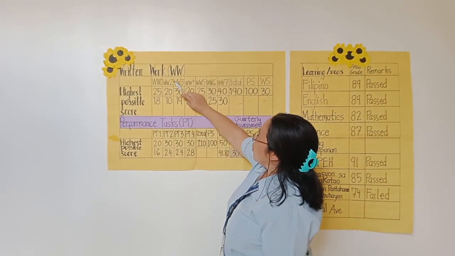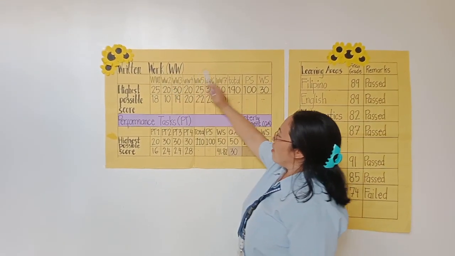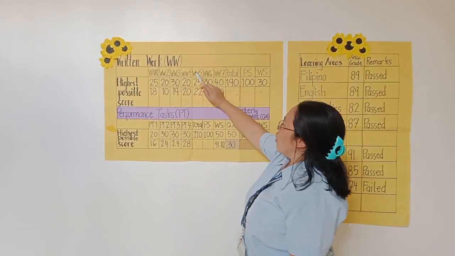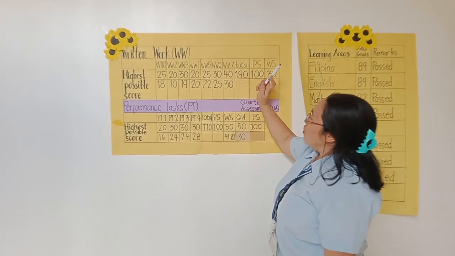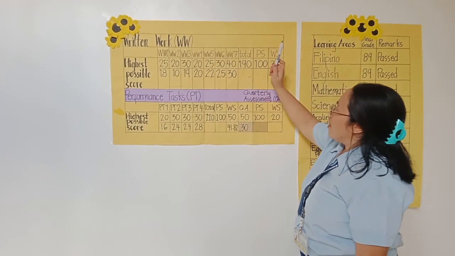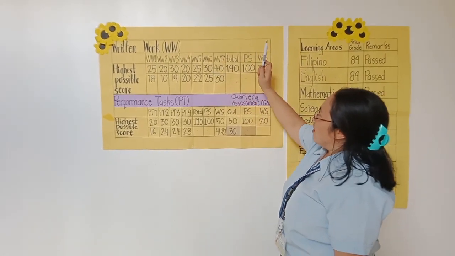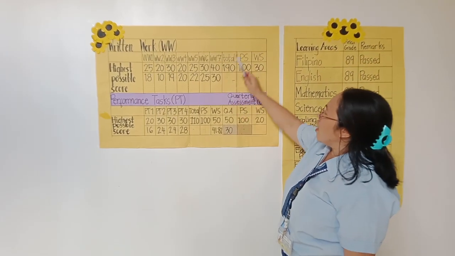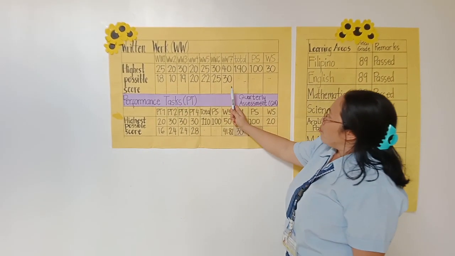Written work number 2, she only got 10 points out of 20. Then written work 3, 19 out of 30. Written work 4, she got a perfect score. Then written work 5, she got 22 out of 25. And then written work 6, she only got 25 out of 30. And lastly, written work 7, she got 30 out of 40 points. So we have to sum it up.